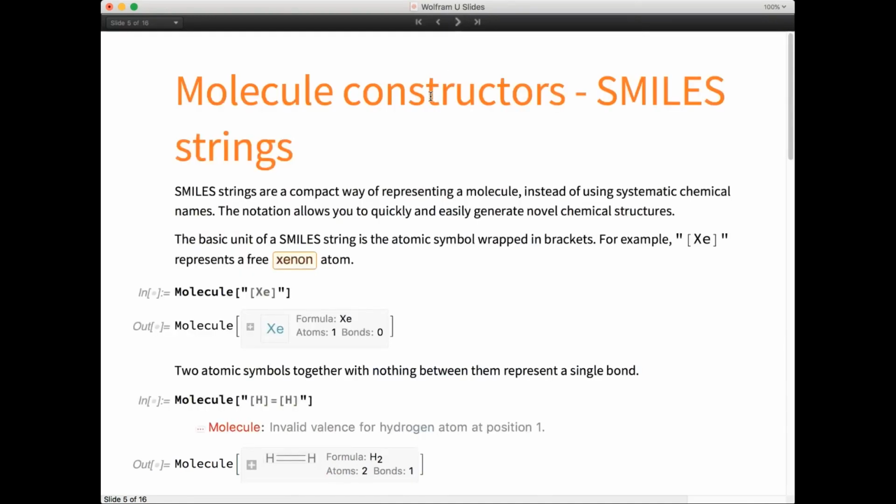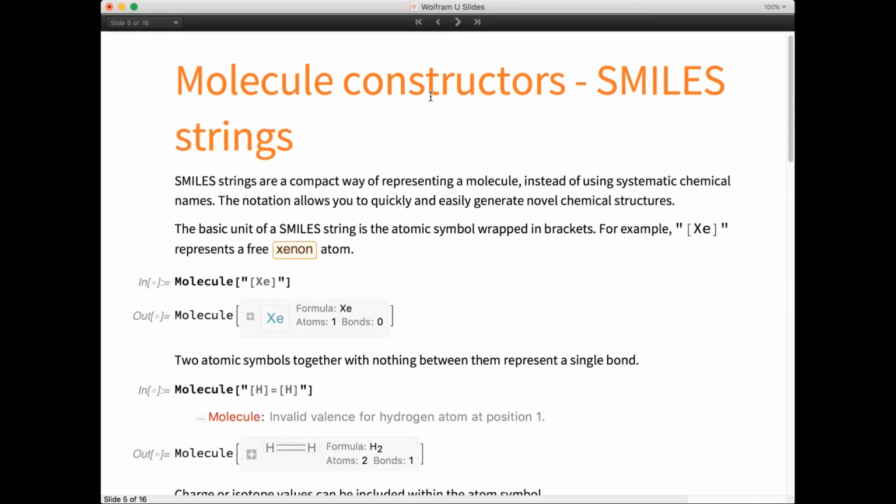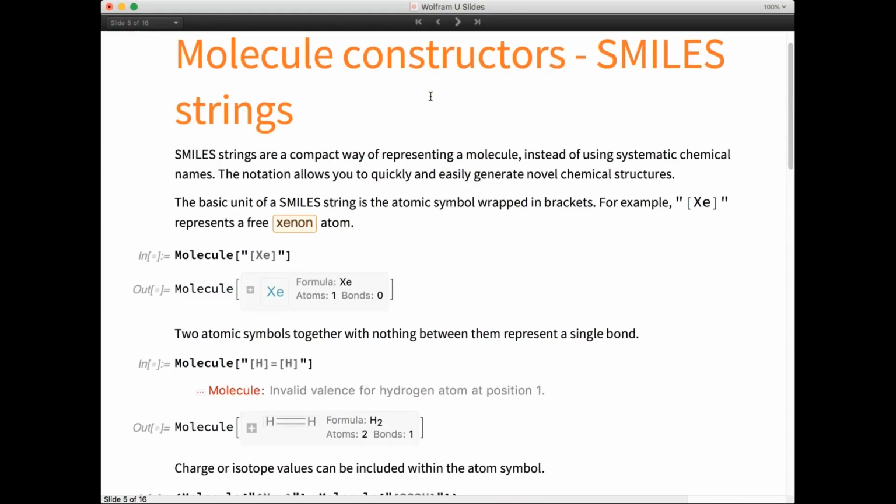So I mentioned SMILES string, and basically a SMILES string is a string encoding of molecular structure. The basic unit of a SMILES string is an atomic symbol wrapped in square brackets. So here we have xenon. So this is a molecule, and it's not technically a molecule in the scientific terms, right? Because it just represents a single disconnected atom, and I think via the IUPAC definition, a molecule has to have more than one atom.